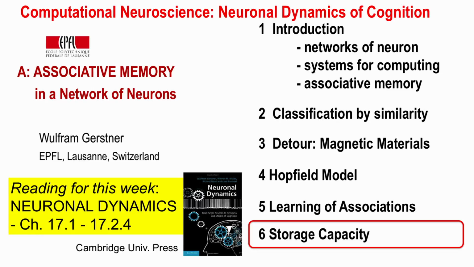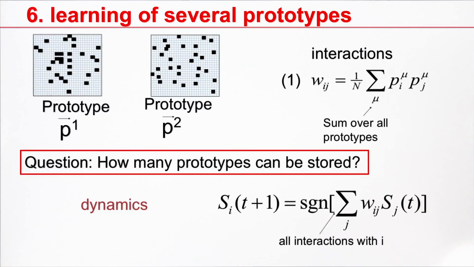So welcome back to the class Computational Neuroscience. We look again at a model of associative memory. And the question we would like to ask now is, we have seen that we can store several prototypes, but how many prototypes can really be stored? So here again the rules of the game in the Hopfield model.